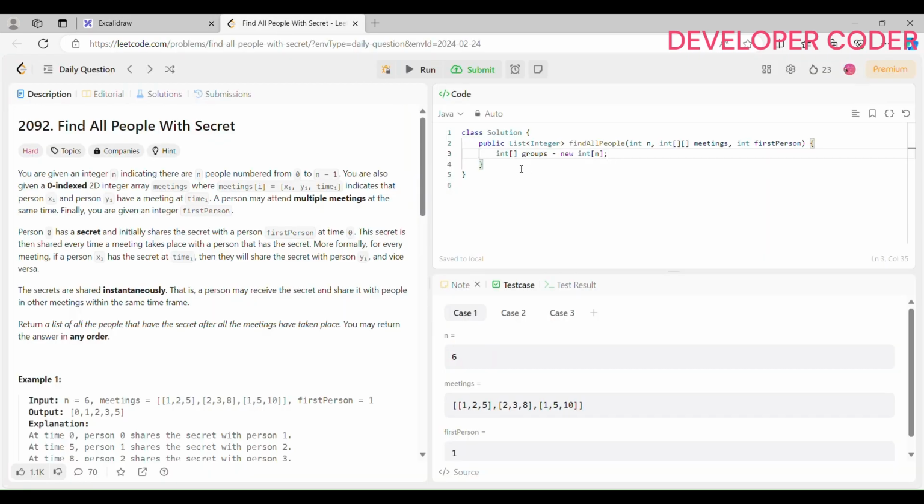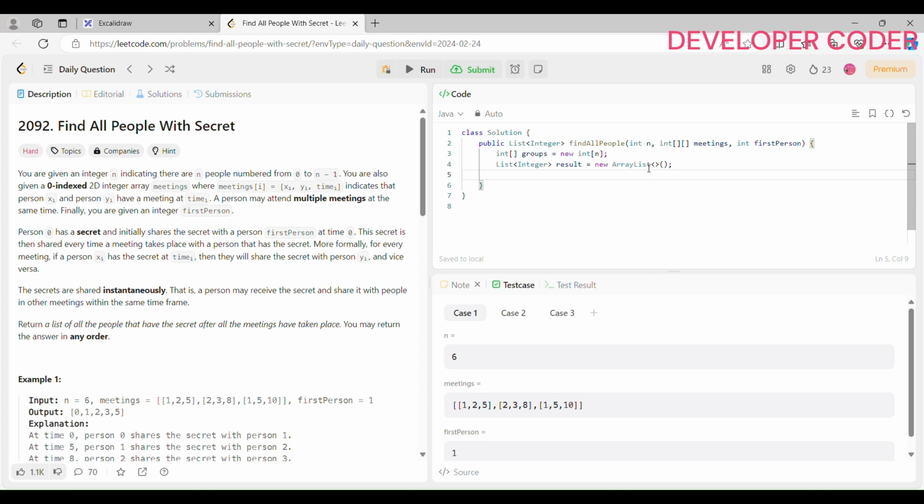So I have created it, otherwise this is going to be our first error while running the code. Okay, this is done. Now I am going to create one list to store the result. So list of integers, result is equal to new array list. Okay, this is done. Now I have created one result array list.